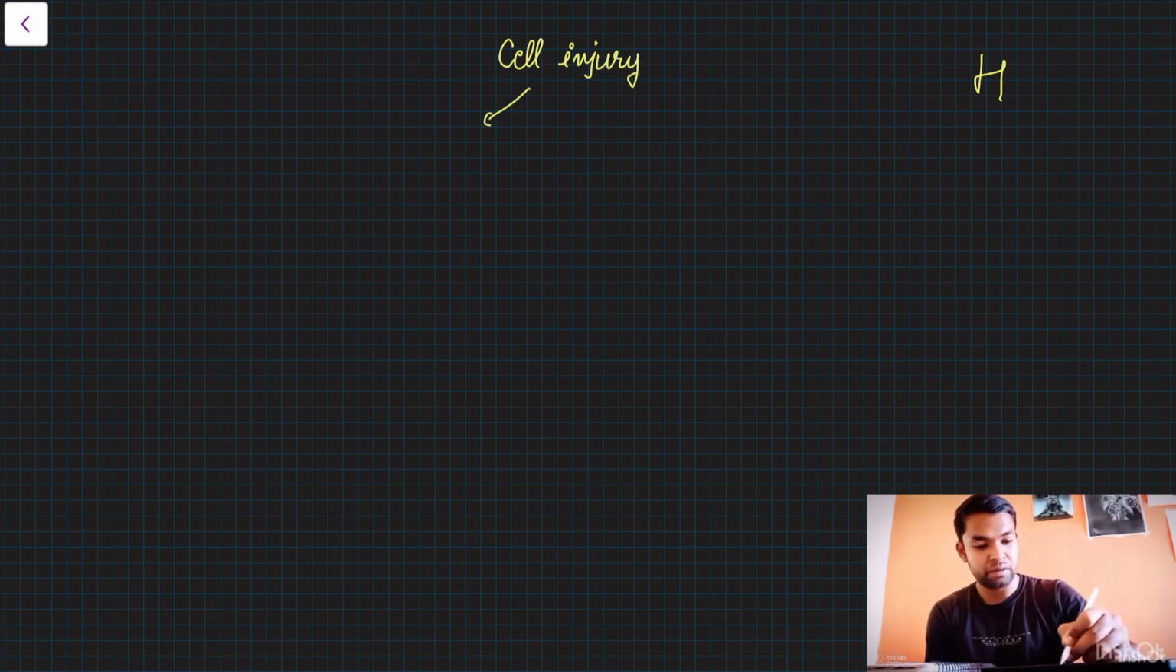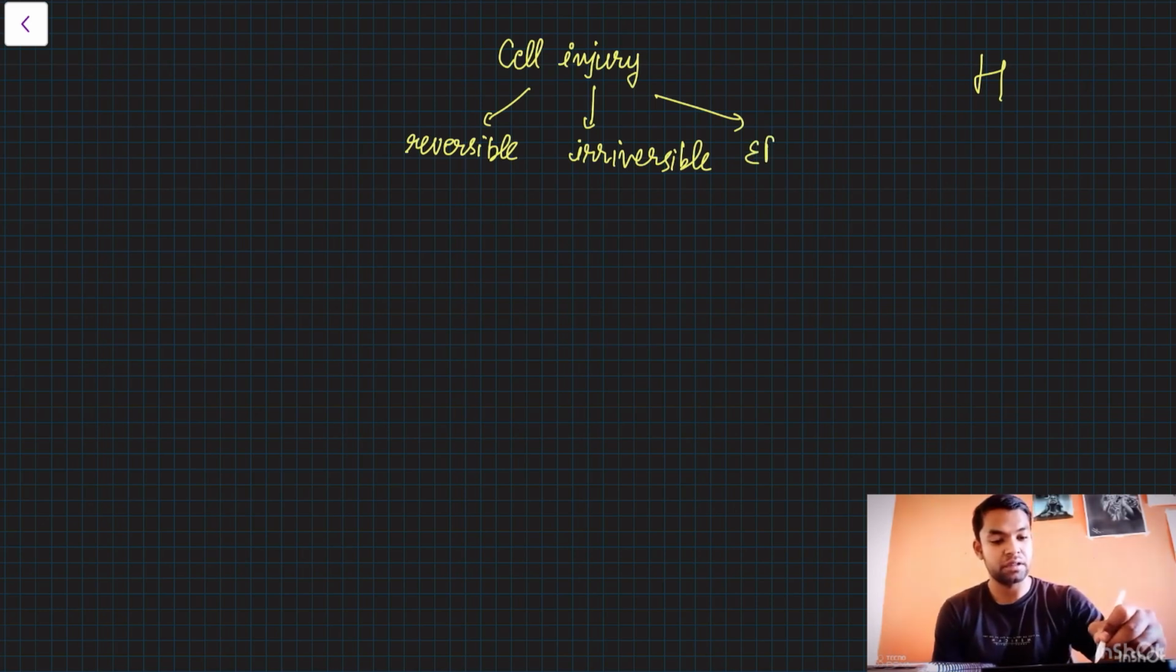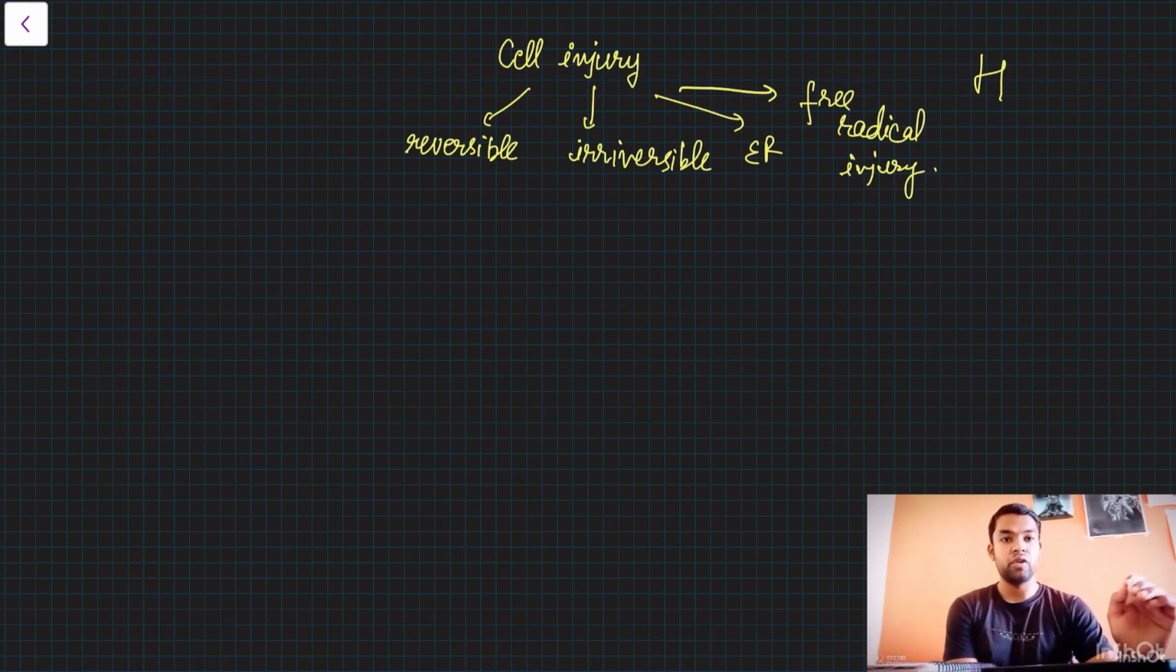Cell injury has four types: reversible cell injury, second type is irreversible cell injury, third type is endoplasmic reticulum stress, and fourth type is free radical injury. So in the first type we are going to discuss the reversible cell injury.